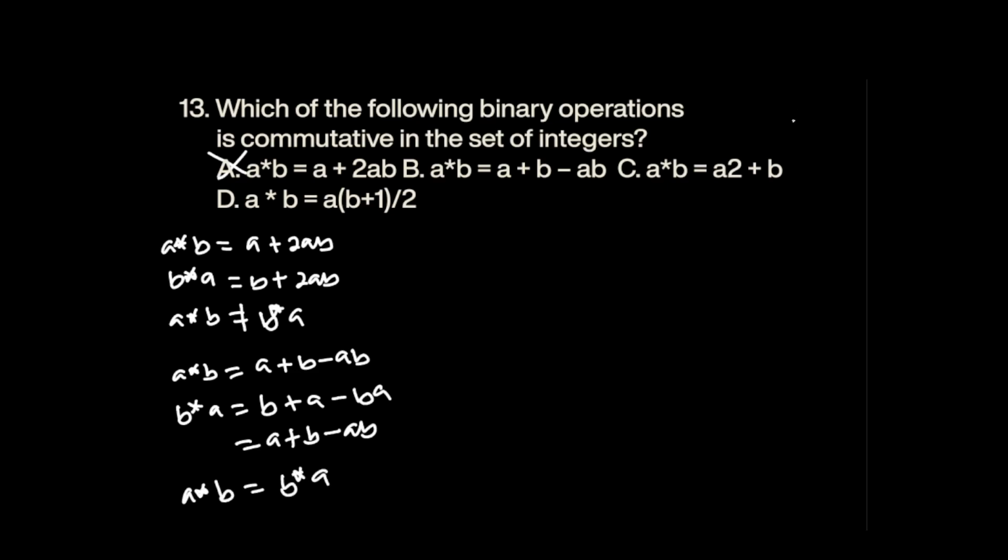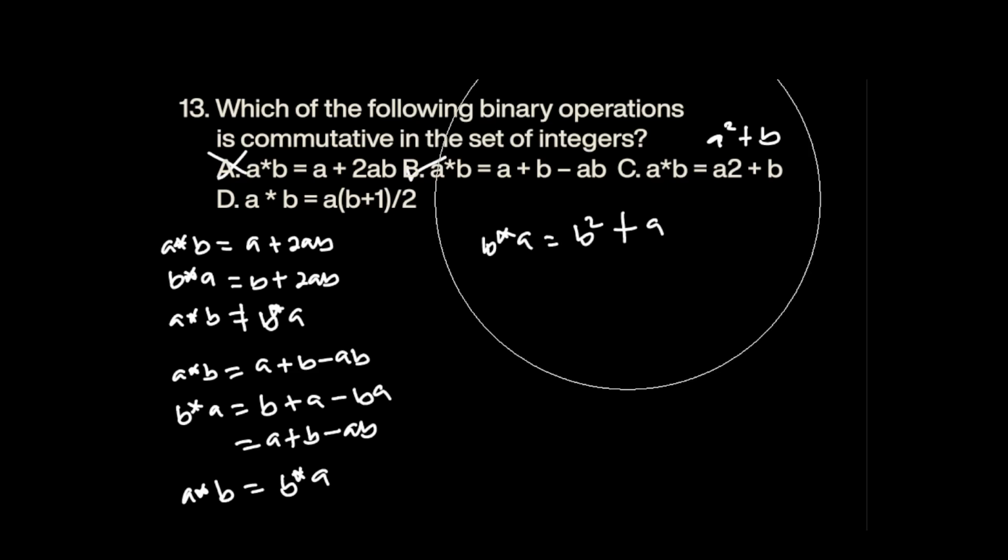But I don't think there's need to test the remaining ones, because it's not possible to have more than one option that is correct. So for that reason, B is going to be the right answer. You can take your time to look at every other option there. For this particular one, this is supposed to be A square plus B. So B operation A is equal to B square plus A, which is not the same thing. So to save our time, that's just that.